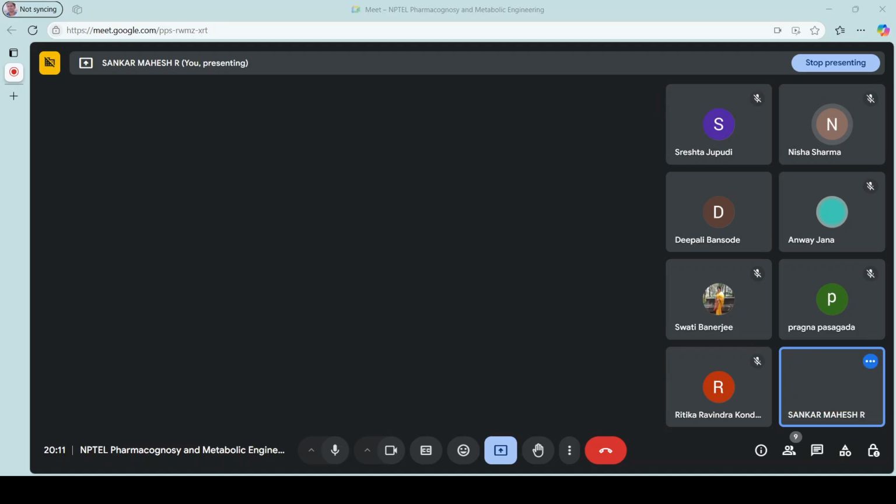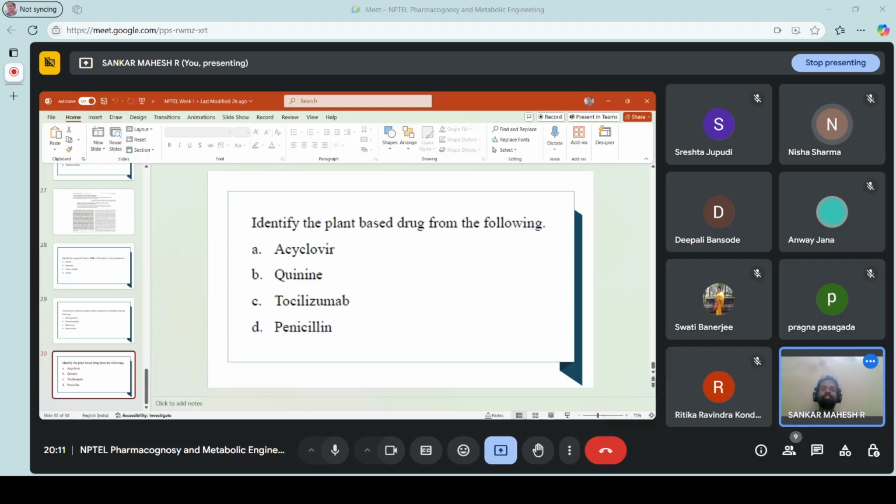The last question is: identify the plant-based drug from the following. We saw a question related to this here. So it's quinine. Yes, quinine. With this, we come to the end of today's class.